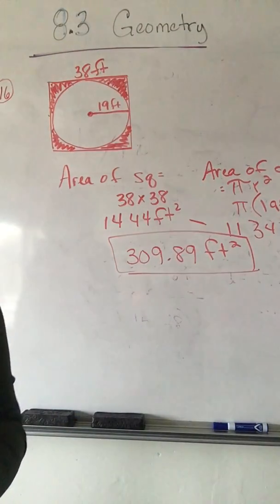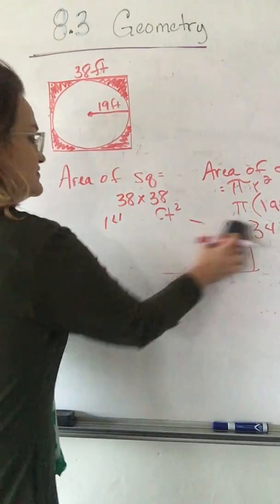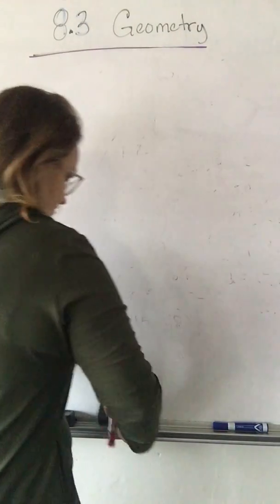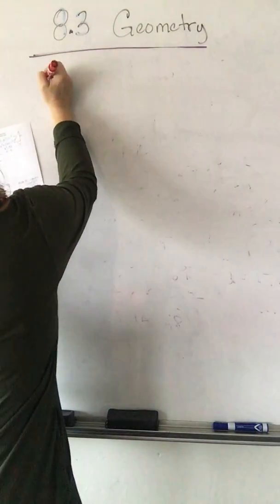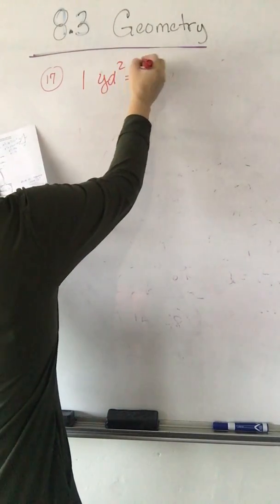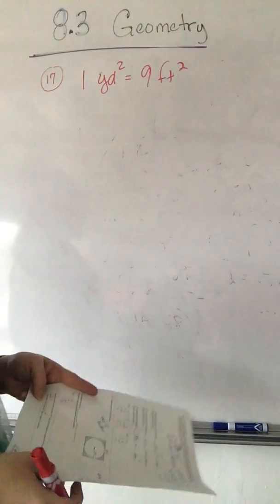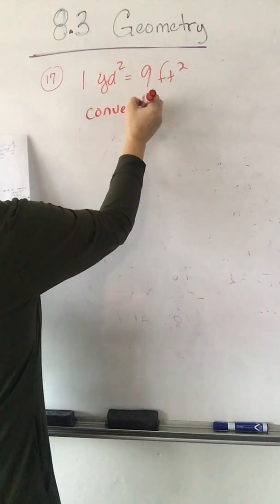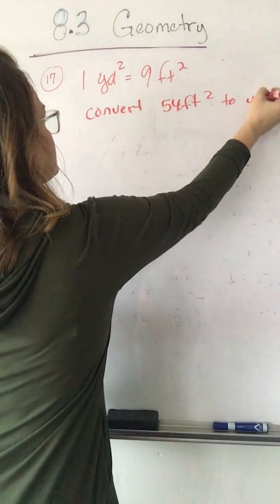Okay, number 17, we're going to talk about something we kind of saw in a previous video when we were doing the metric system: how to convert out of square units using a conversion factor. Here's a sample question. If you know 1 square yard is equivalent to 9 square feet, which we used previously in the metric system, convert 54 square feet to square yards.